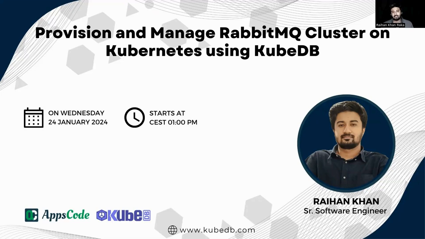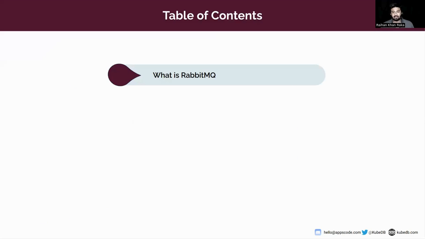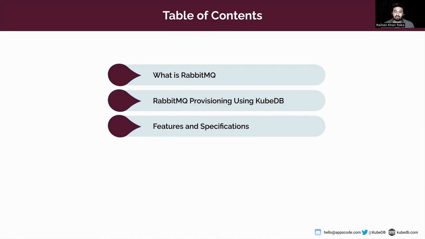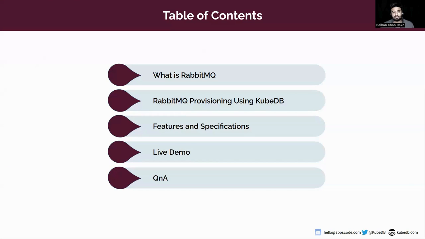Okay. So at first, we're going to take a sneak peek at the flow of this session. Firstly, we're going to have a little discussion on what is RabbitMQ and how it functions. Then we're going to see how we can provision RabbitMQ using KubeDB. After that, we're going to discuss the features and specifications that we're going to provide in our upcoming release. Then we're going to jump into a live demo session where we will provision a RabbitMQ cluster on our local environment. Finally, we're going to have a Q&A session where you can ask me any questions regarding the whole webinar.